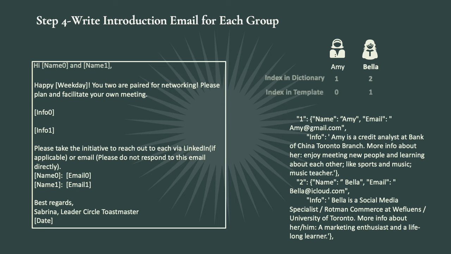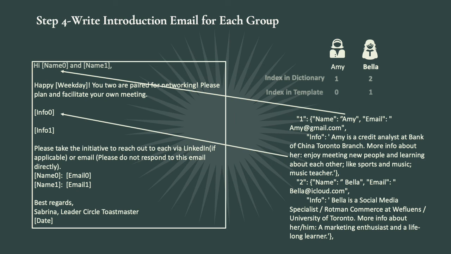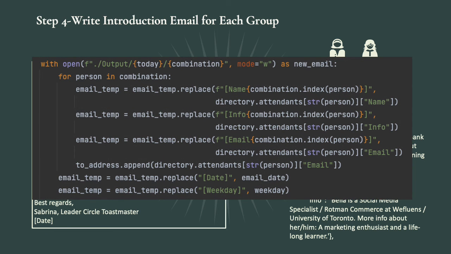But what do these index numbers do? They are just indicators to show Python which part will be replaced with what. Here we replaced name 0 with Amy, info 0 with Amy's info, and email 0 with Amy's email. Here are the codes.